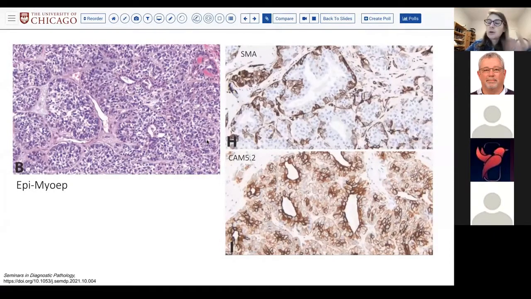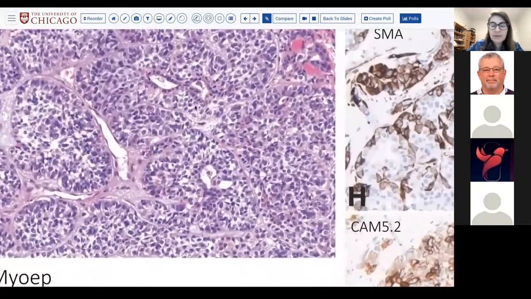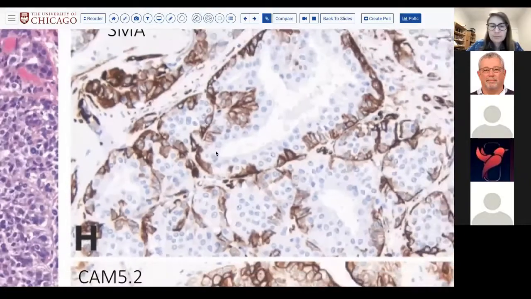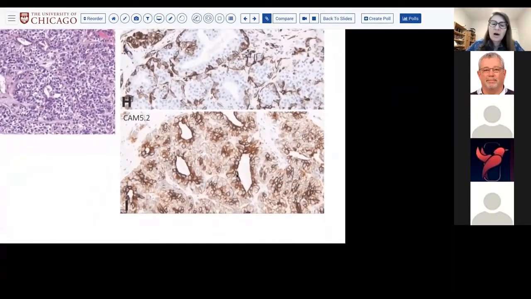I did want to show you a picture of an epithelial myoepithelial carcinoma, since we didn't have one in there, to flesh out the biphasic neoplasm spectrum. Generally these tend to have very clear myoepithelial cells that stain with both your basal and your myoid markers, as seen here with SMA.